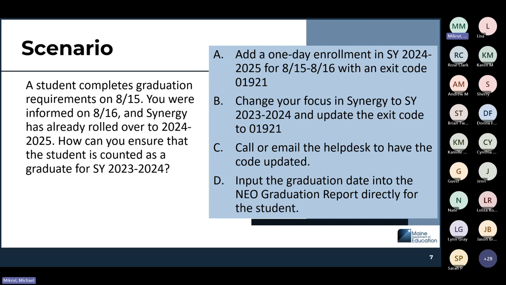As you can see, we've got some options. You can add a one-day enrollment in school year 24-25 for 8/15 to 8/16 with the exit code of graduated. You can swap your focus in Synergy back to last school year and update their code to graduated. You can call or email the help desk and have us update their code. Or you can put the graduation date right into the NeoGrad module.